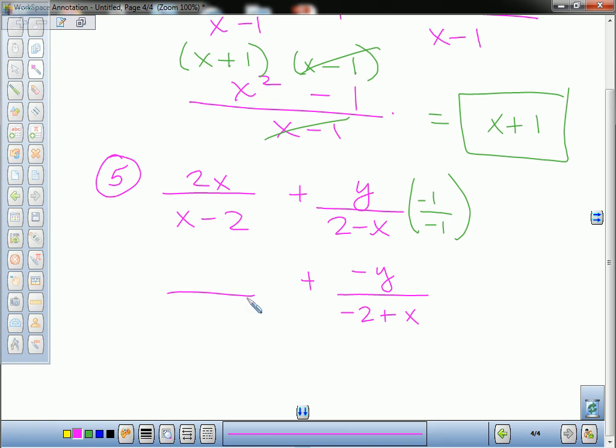Oh yeah. You know what? I'm not even going to show you the other way, because that is the easiest way. And that's the way we're going to use. So now they have the same denominator. So we just combine the numerators.